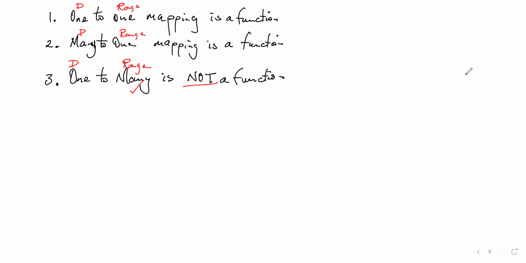The domain is only supposed to go to one range. It's supposed to go to one element in the range. That's correct, people. It must go to one element in the range, but it's going to many. So that is why it is not a function.